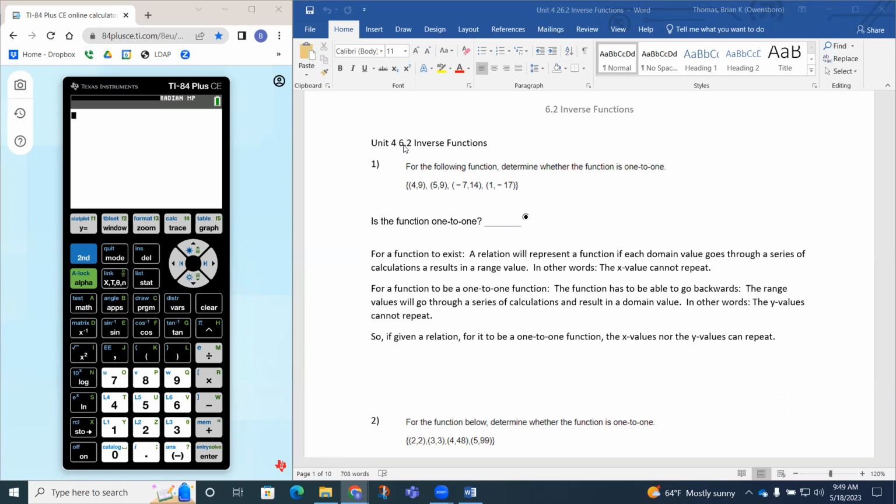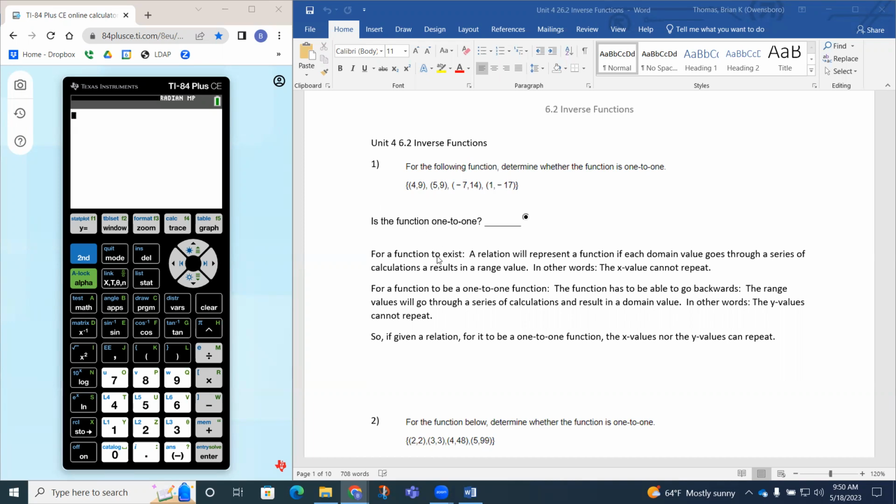We talked about inverse operations, adding and subtracting our inverse operations. We talked about multiplying and dividing being inverse operations. We talked about square and square root are inverse operations. So this is going to take this to the next level. So one of the first things we have to pick up on is this concept of a one-to-one function.